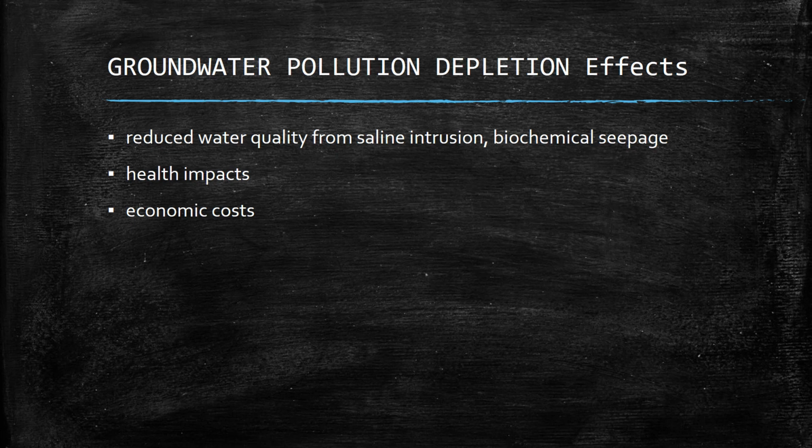Some of the effects of groundwater depletion are reduced water quality from various chemicals being put into the groundwater, health impacts caused by lack of access to clean water, and economic costs associated with the cleanup.